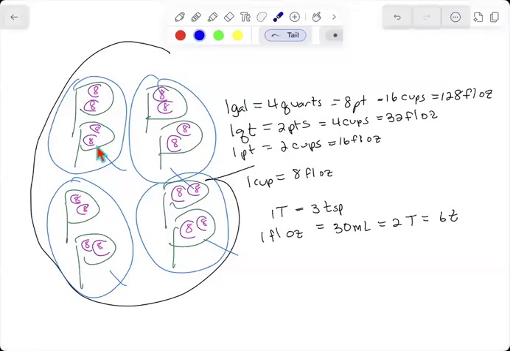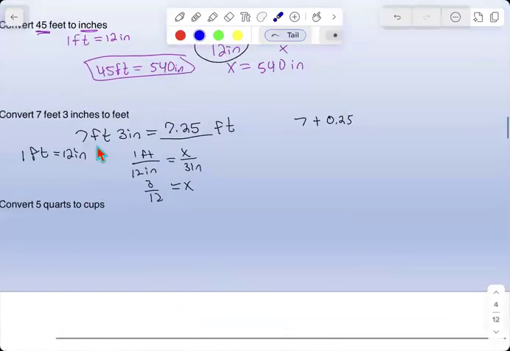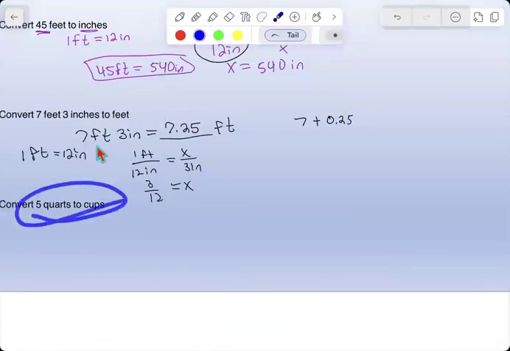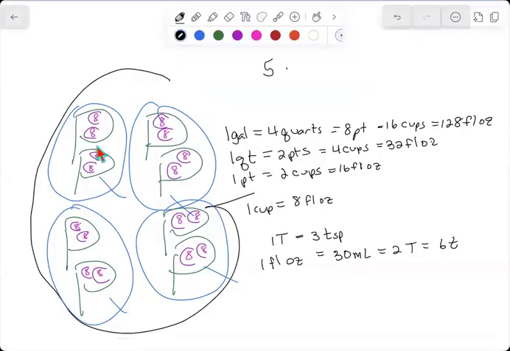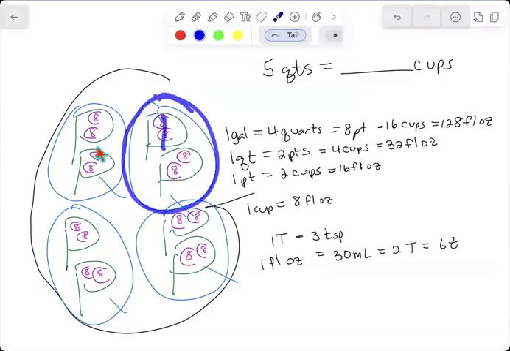Okay, so now that we've done all that, let's jump to this 5 quarts to cups. So I'm going to keep this up here. 5 quarts is how many cups? Well, gosh, we have it staring us right in the face. 1 quart contains 4 cups.